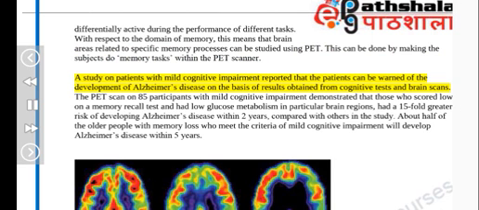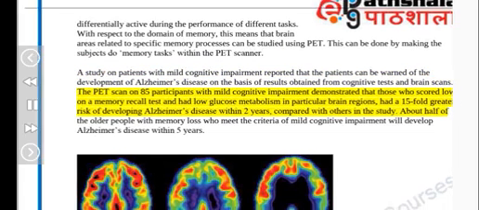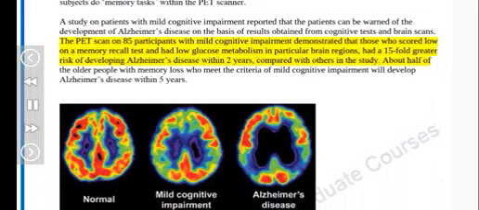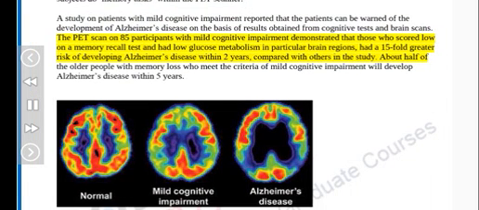A study on patients with mild cognitive impairment reported that the patients can be warned of the development of Alzheimer's disease on the basis of results obtained from cognitive tests and brain scans. The PET scan on 85 participants with mild cognitive impairment demonstrated that those who scored low on a memory recall test and had low glucose metabolism in particular brain regions had a 15-fold greater risk of developing Alzheimer's disease within 2 years, compared with others in the study.